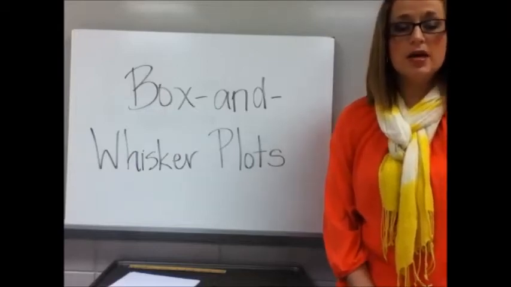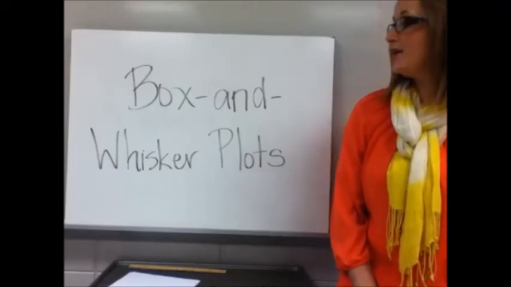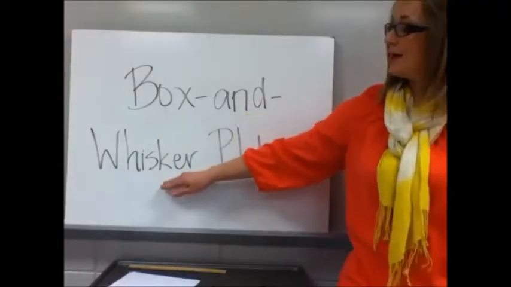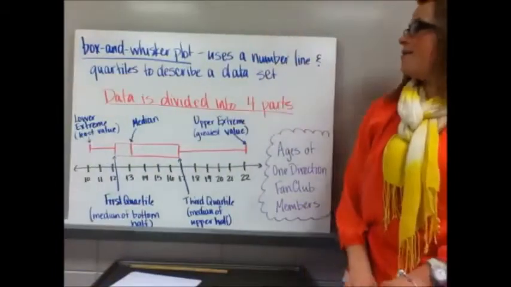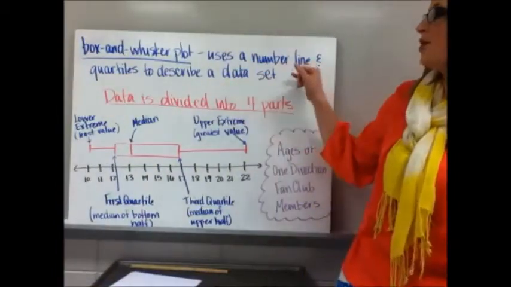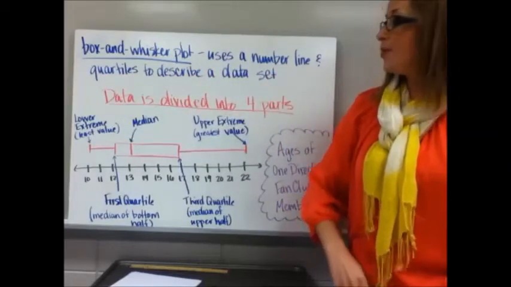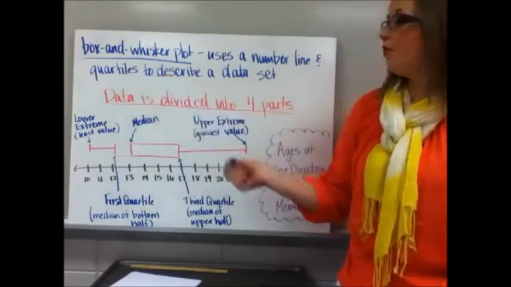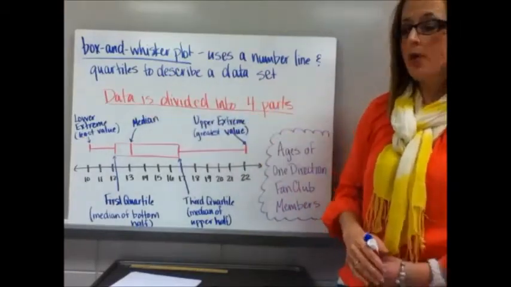Box and whisker plots, also known as box plots, are used to show distribution of data using a box and two lines that kind of look like whiskers. By definition, a box plot uses a number line and quartiles to describe a data set. That prefix quart means 4. So what it does is the data is divided into parts.